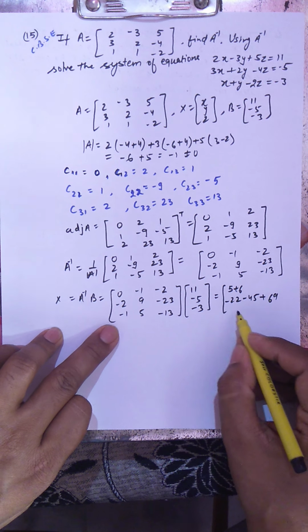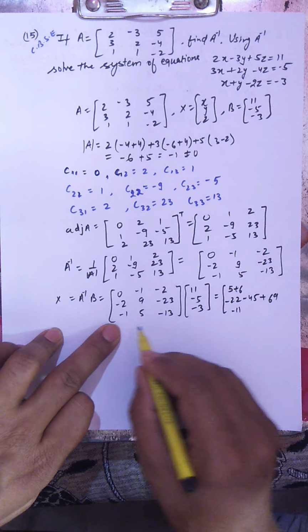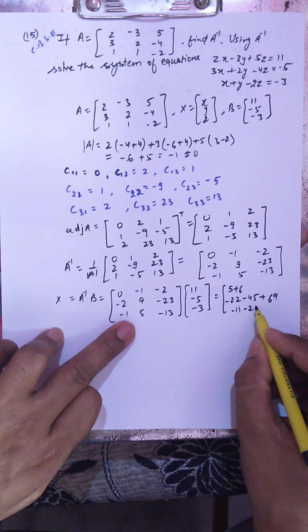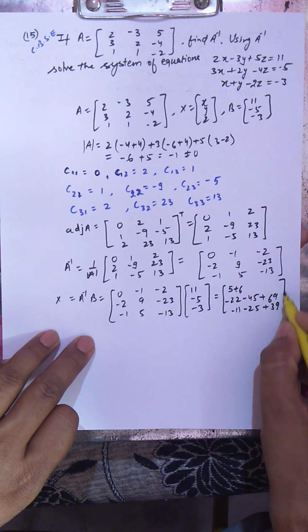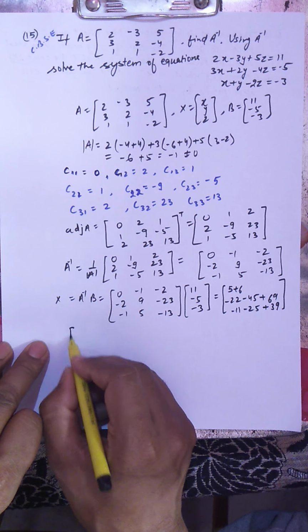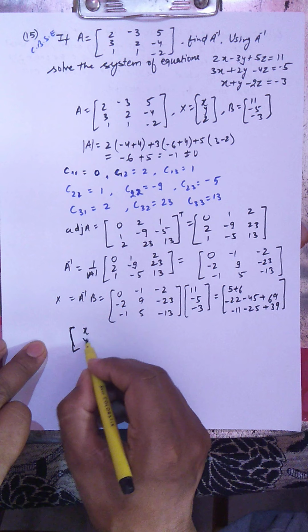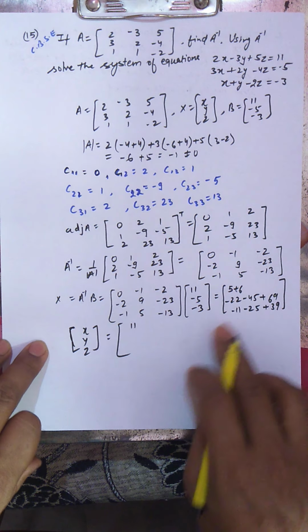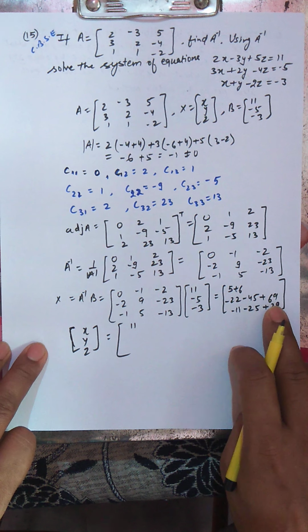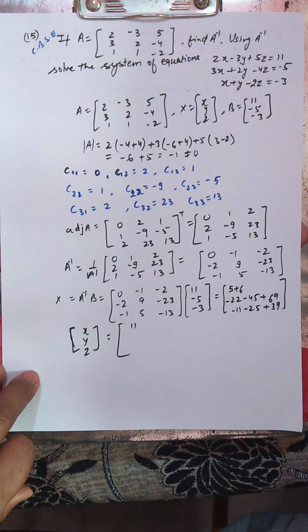And now minus 1 into 11 is minus 11, and 5 into this minus 25, and 13 into 3 is plus 39. So we'll calculate all these values, and that x is your x, y, z. So this is your 11, x is 11, and minus 22. Now we'll calculate all these values.